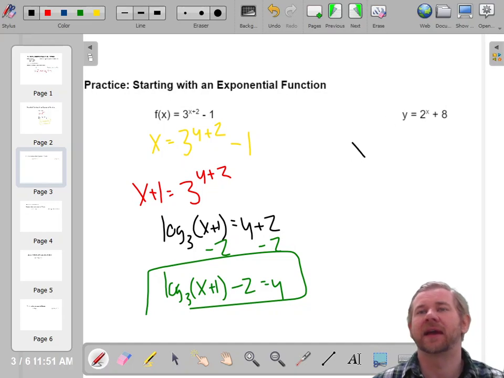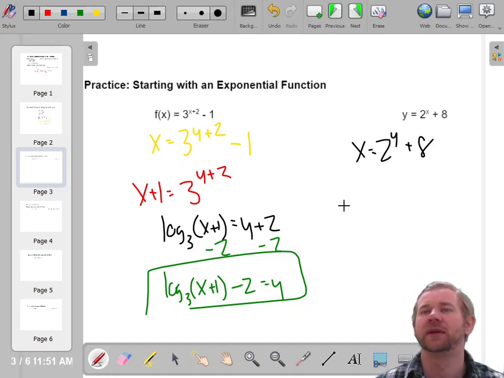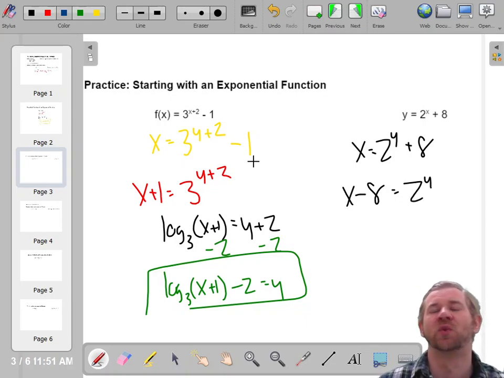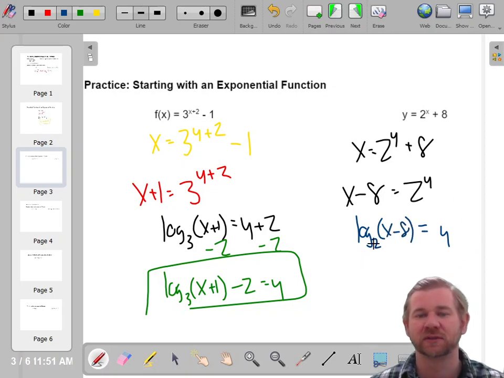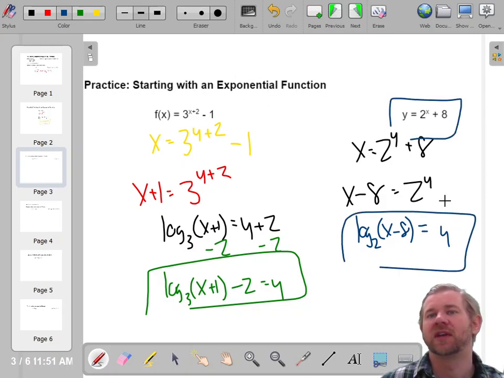One more like that. X equals 2 to the y plus 8. Before you rewrite it, move the 8 over. And now, to get the y out, we're going to rewrite this as a logarithm. It's a base 2 log. So 2 to the y equals x minus 8. So when you write that as a logarithm, it's the base 2 log of x minus 8 equals y. So those are inverses of each other. You have an exponential and you have a logarithm.